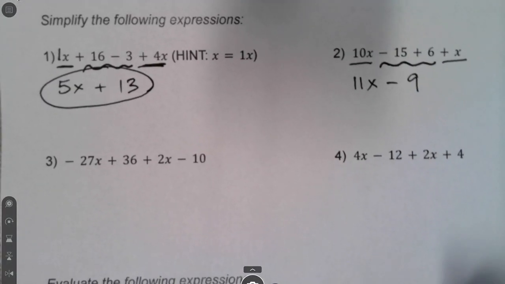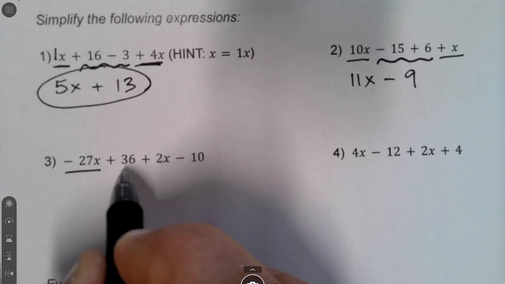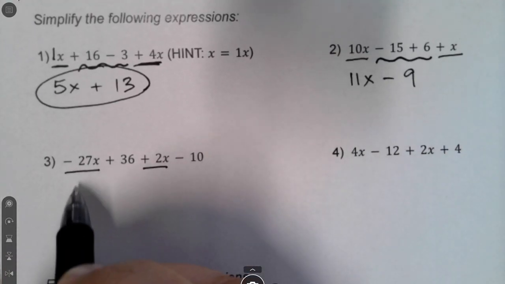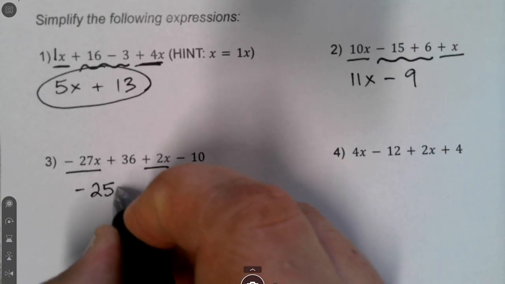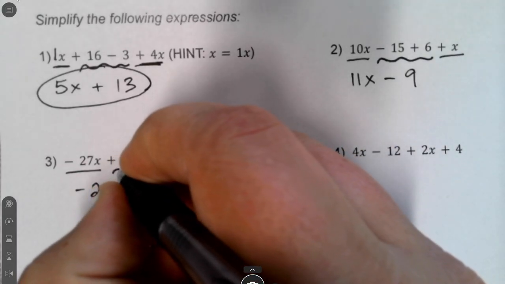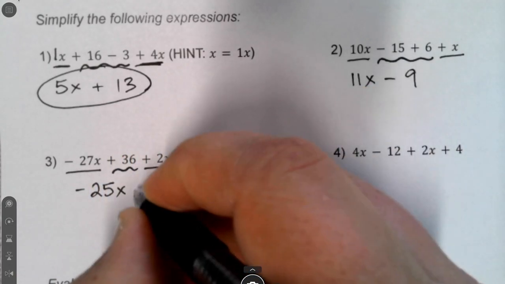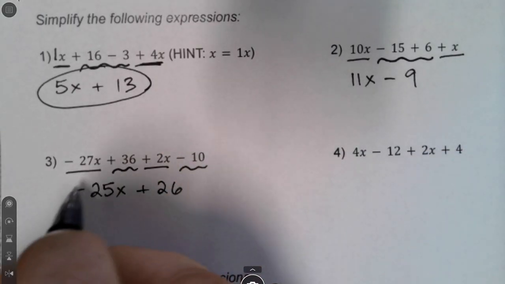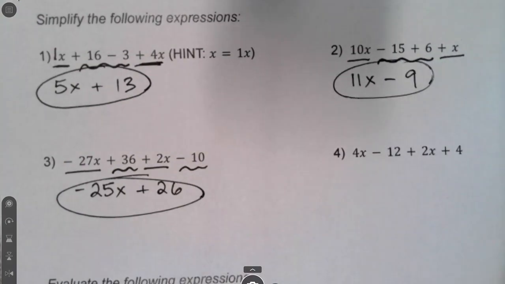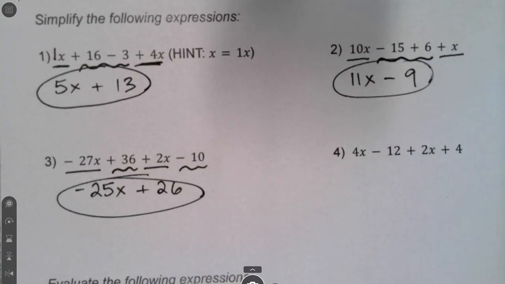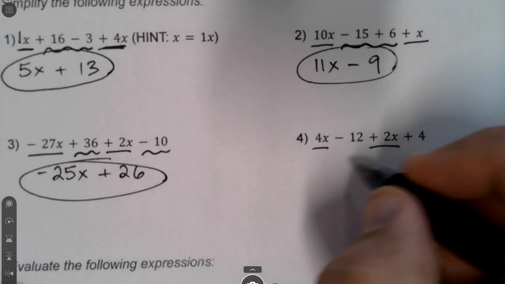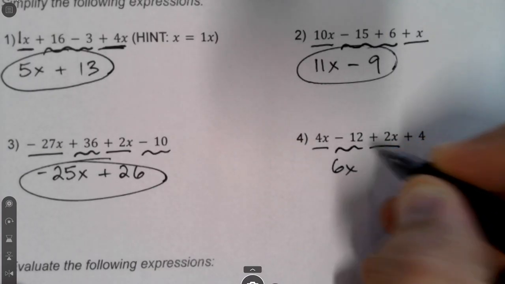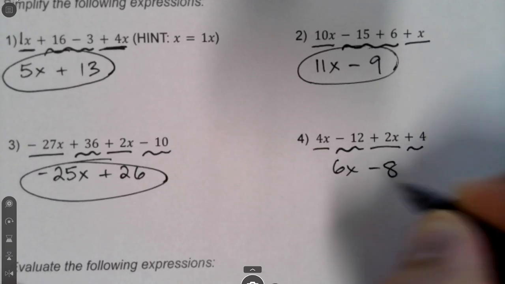Number 3, same idea. We see a term right here with x, no x. Here's another one with x. So negative 27x plus 2x is negative 25x. Then we have two constants right here, a positive 36 minus 10, which gives us a positive 26. Here we have a 4x plus 2x, that's 6x. Then a negative 12 plus 4, which is negative 8.